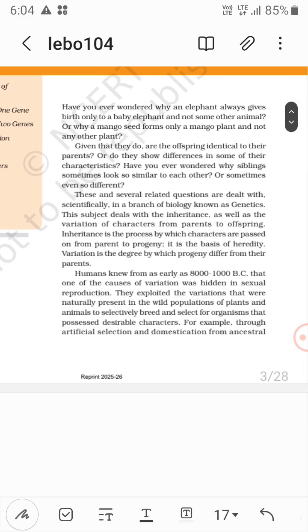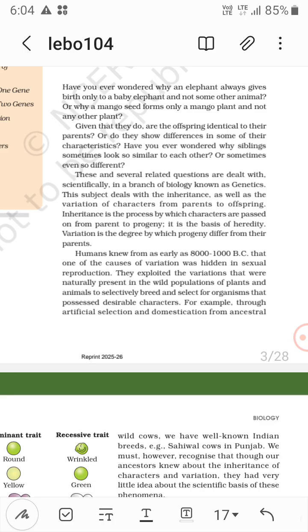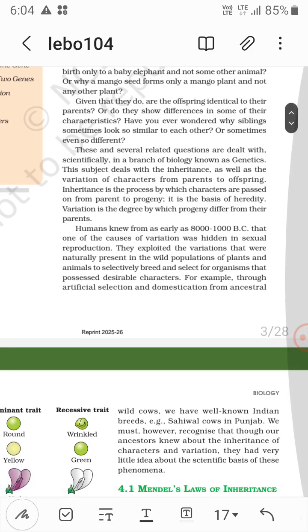Offspring are identical to their parents, but they also show differences, right? Now, the branch of biology known as genetics, so we study all these questions in genetics. This is the branch of biology that deals with the inheritance as well as the variation of characters from parents to offspring.